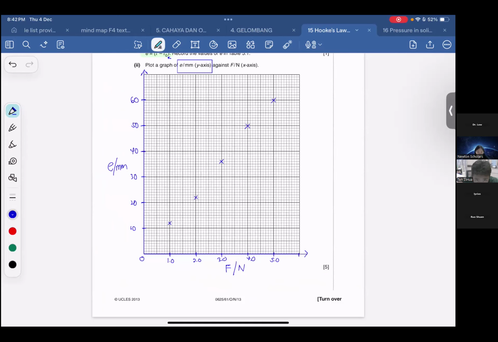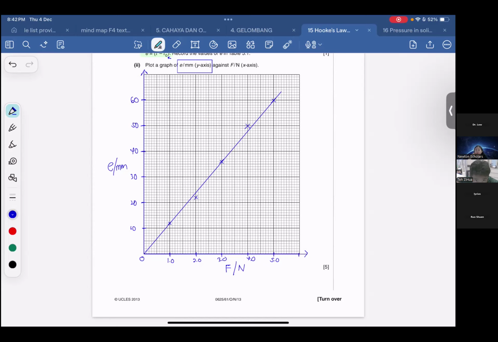Okay, from here, I want you to try to draw the best fit line. If all the 5 points are plotted together, here you get 5 marks. That means that plotting the points, they give an extra 1 mark. So 2 marks here. If you plot correctly, then you get 2 marks. Are you guys at this step already? Same as me? Okay, plot your best fit line. This is my best fit line.